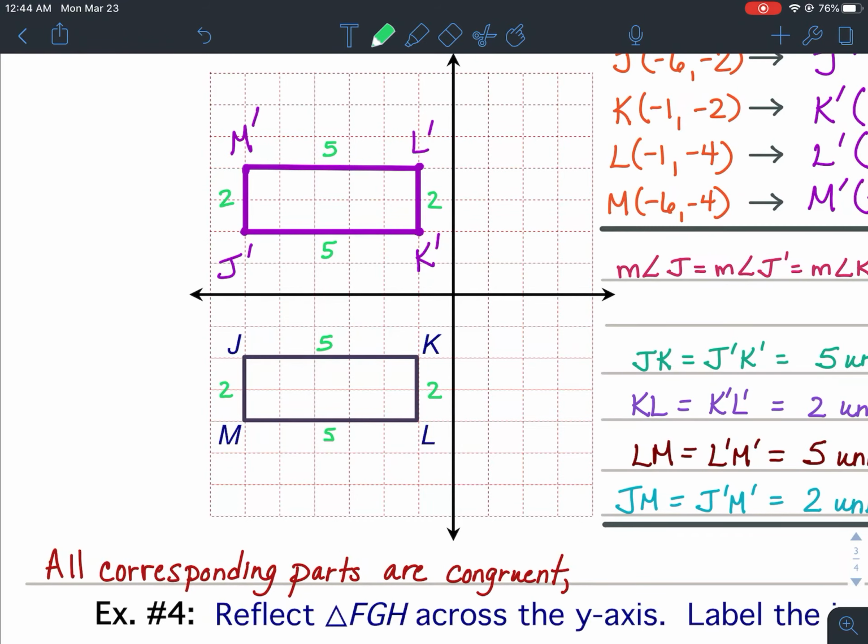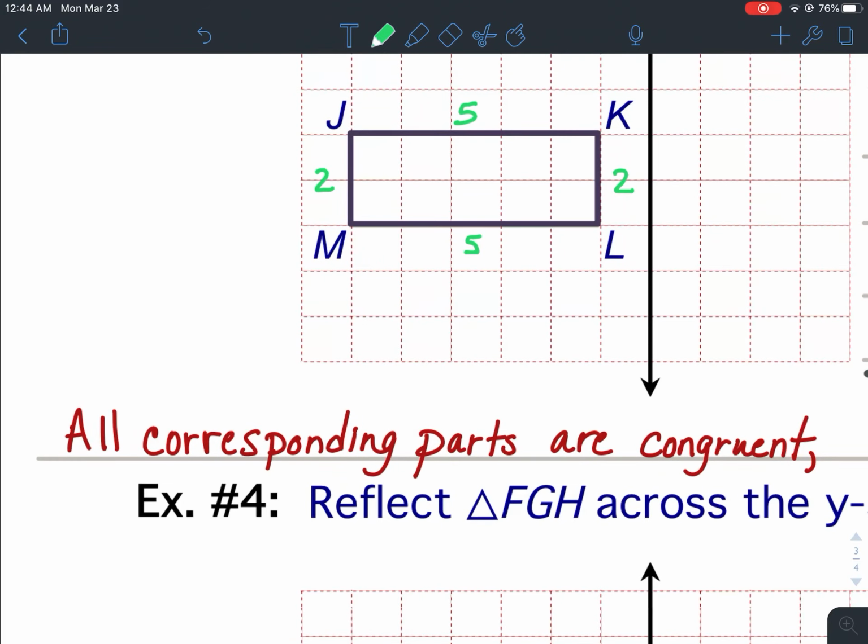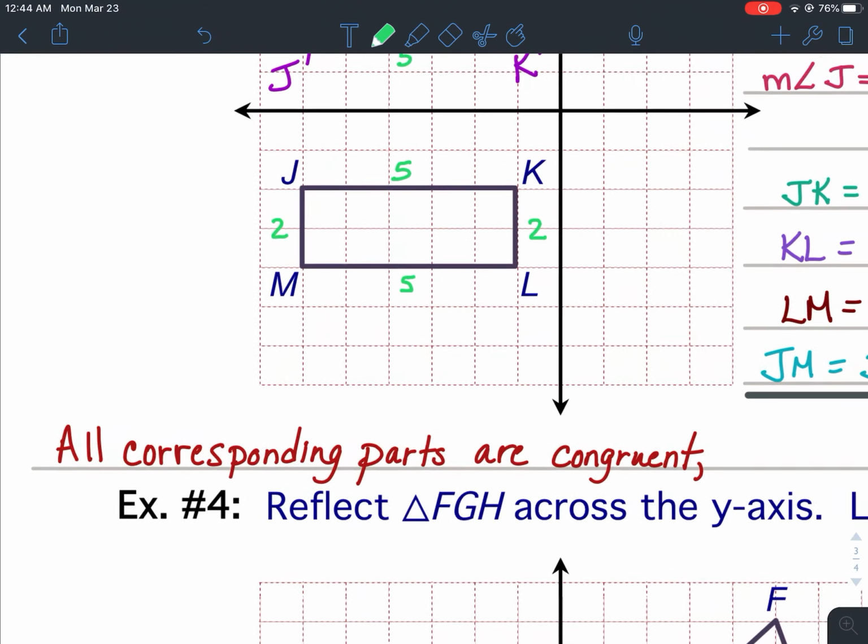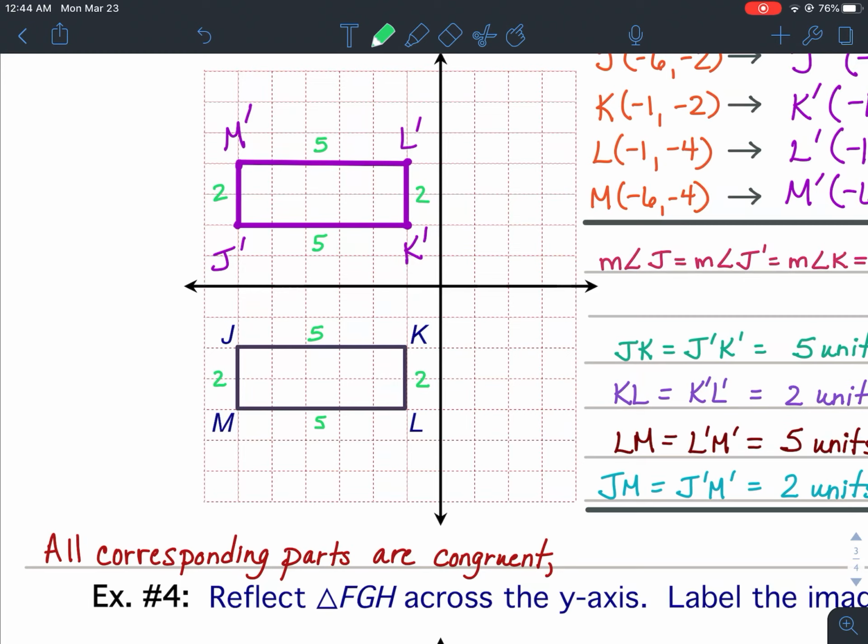So again, we need to prove that all corresponding parts are congruent in order to verify that the two figures are congruent. Both figures make rectangles. They each meet the grid lines. All the sides follow the grid lines, so each angle meets at a 90-degree angle.